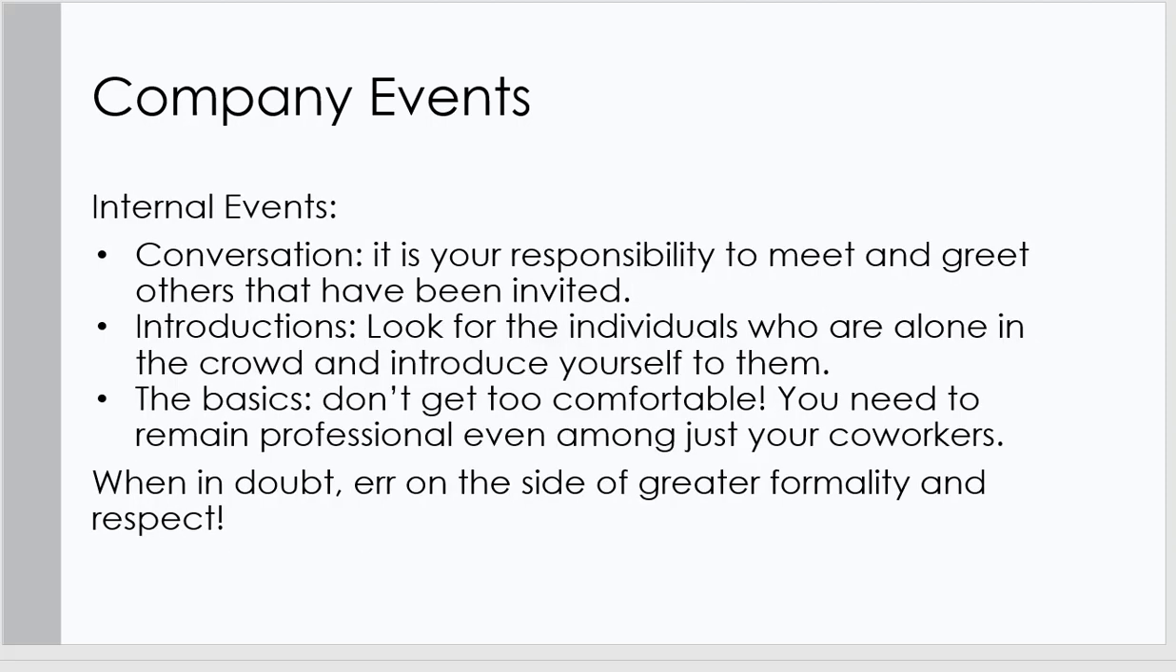Internal events: it is your responsibility to meet and greet others that have been invited. Are you the person in charge there? Introductions: look for individuals who are alone in the crowd and introduce yourself to them. The basics: don't get too comfortable. You need to remain professional even among your coworkers, and when in doubt, err on the side of greater formality.